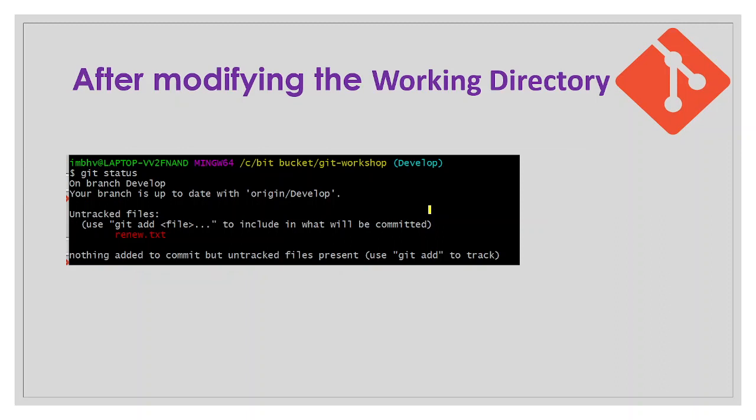If you made any modifications, or added any new file to your working directory, you can verify the status using the git status command. You can see there are some untracked files.